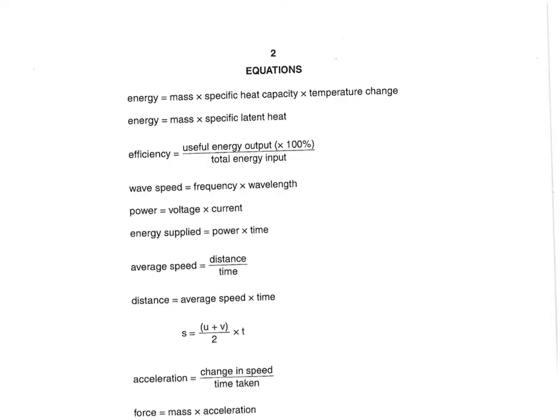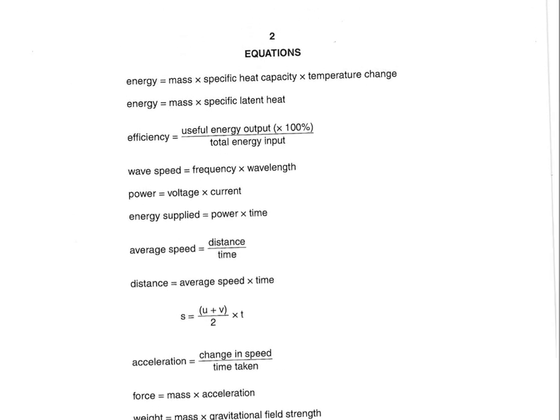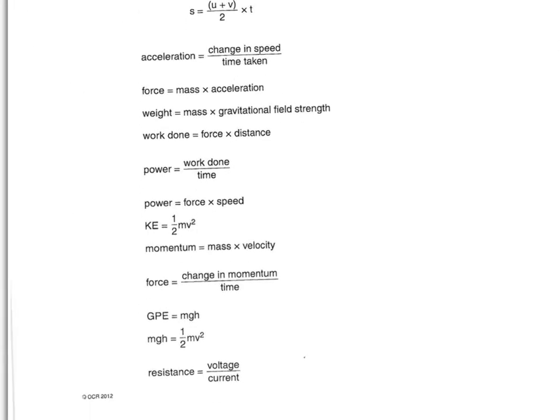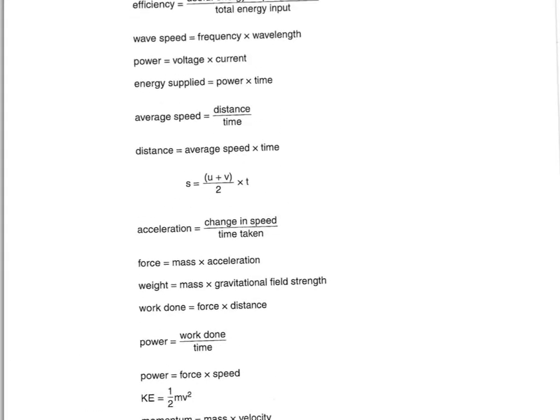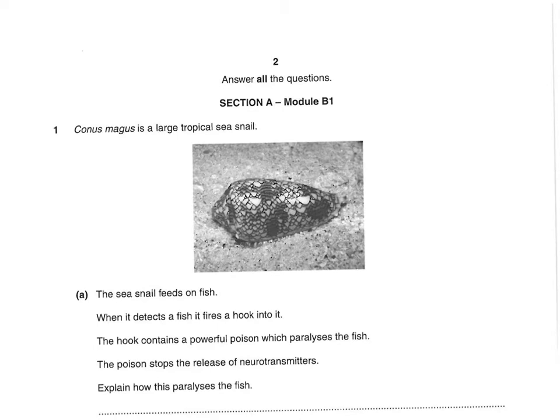Please remember that you've always got these equations in the front of your paper. These are specifically useful for the physics section, which sometimes has just calculations to do, and all you have to do is find the right equation to use. But the first unit is biology.